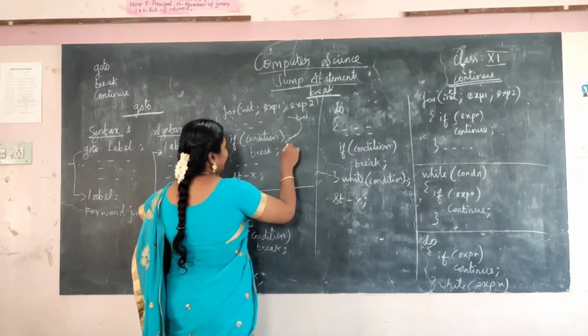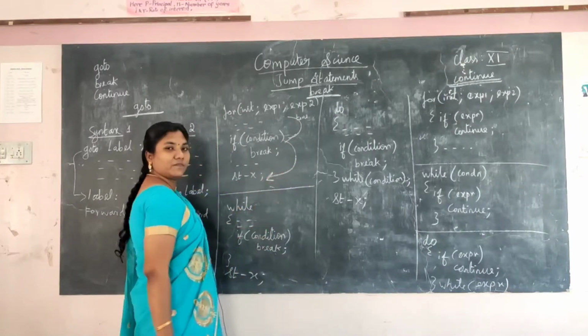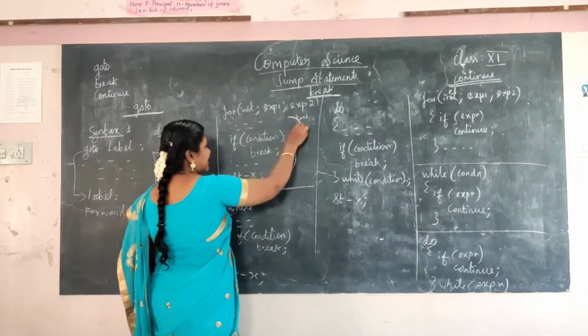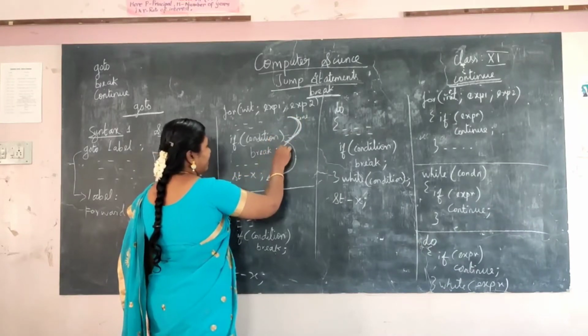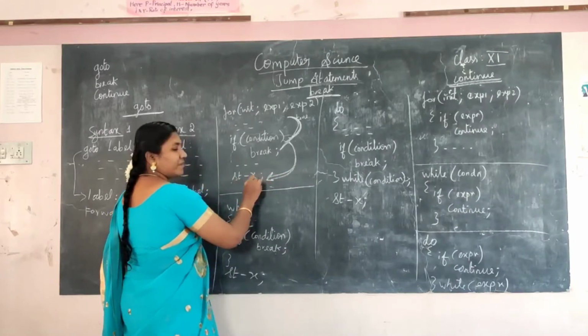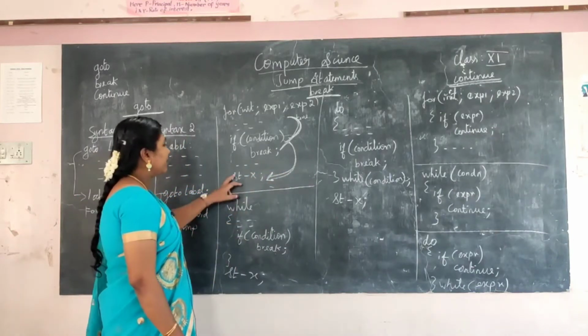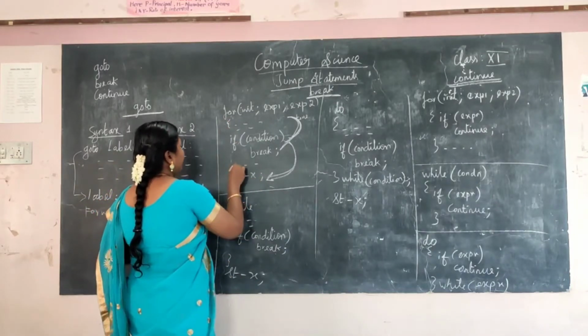So it will check for the break. If it breaks, it will come to the statement X. Clear? Once it reaches there, if the condition is true, then we have given this break. Once break is executed, it will continue to the statement X, which is the statement after the for loop.